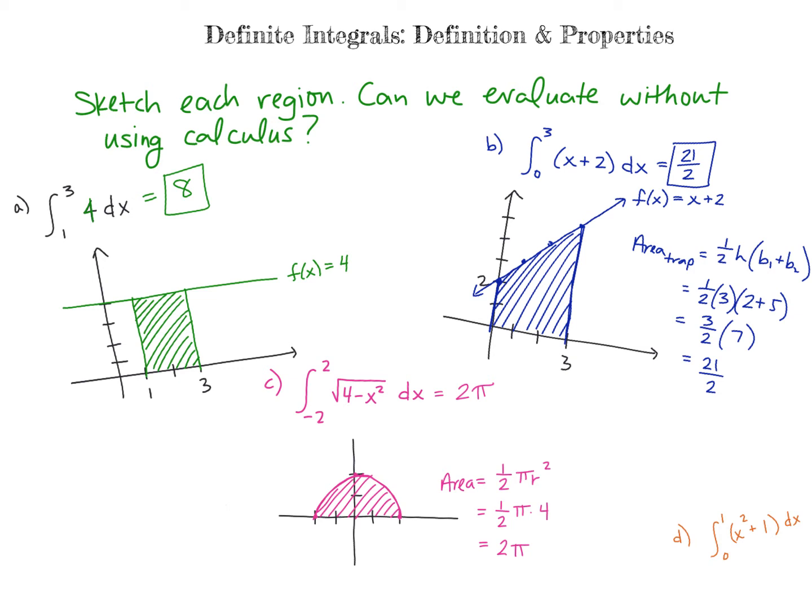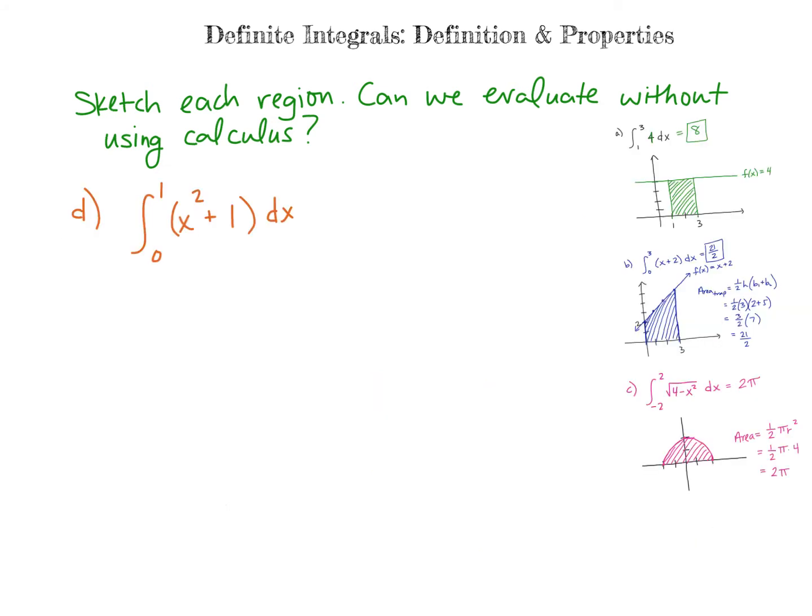Let's take a look at part D. Let's go ahead and sketch what we have in part D. We have the function x squared plus 1 from 0 to 1. So this function is a parabola, or a quadratic, and it's up 1. So if we plugged in 0, we'll get 1, and if we plug in 1, we'll get 2, and we know that it's curved, so it looks something like this.